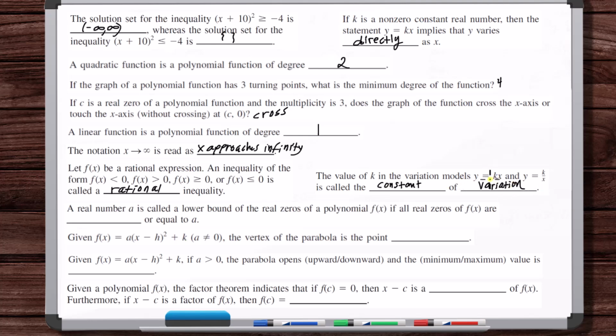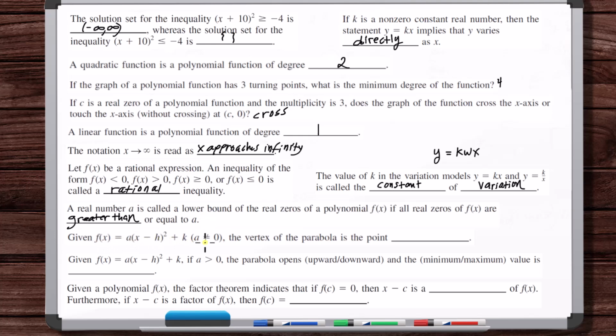Even for the joint variation, it's still the constant of variation. Like if you had y equals k w x, k is the constant of variation. A real number a is called a lower bound of the real zeros of a polynomial f of x if all real zeros of f of x are greater than or equal to a. It's a lower bound. We talked about the upper and lower bounds.